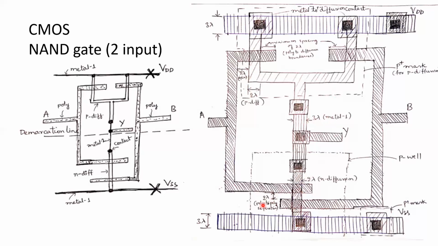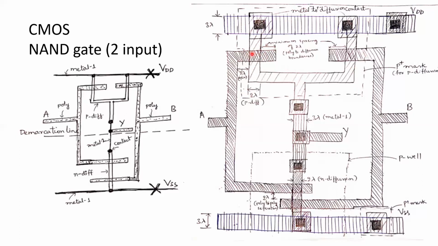And again here we have a poly to poly separation. According to the design rules, it should be 2 lambda, which has to be maintained. And similarly you can see here this dotted boundary represents our P well in which the NMOS construction is done, and this dotted boundary represents our P plus mask in which the P diffusion has to take place. And you can see the minimum separation between the poly to metal should be of 2 lambda. It can be greater than 2 lambda, but it should not be less than 2 lambda.